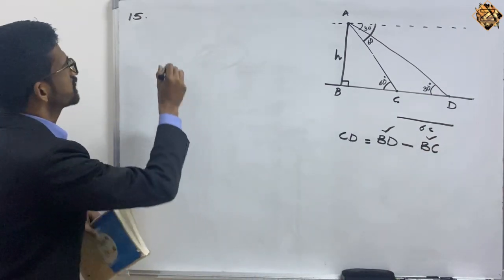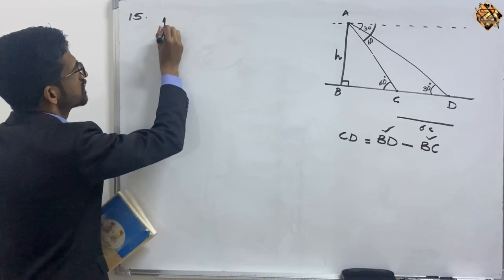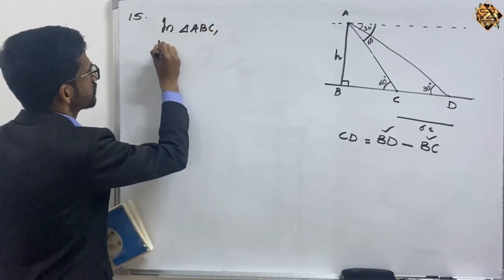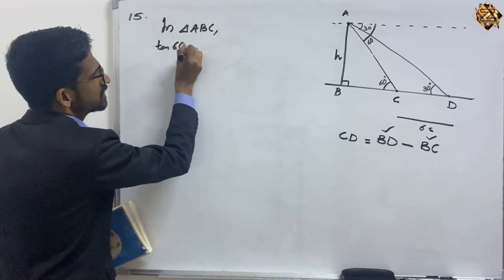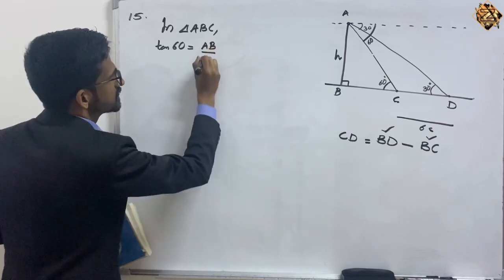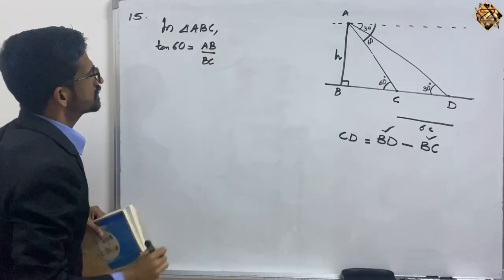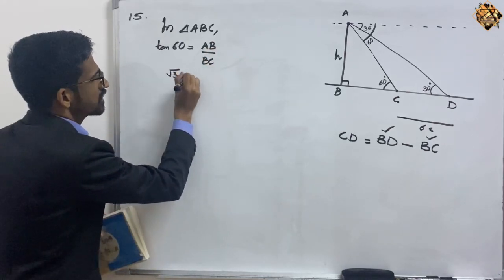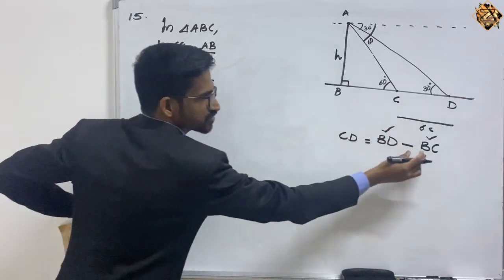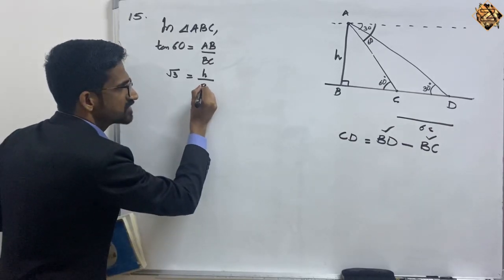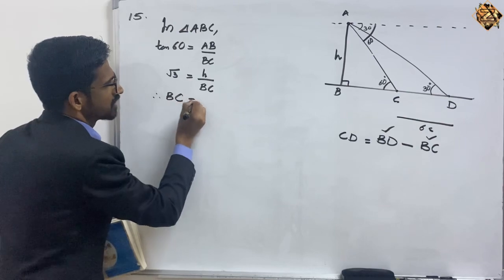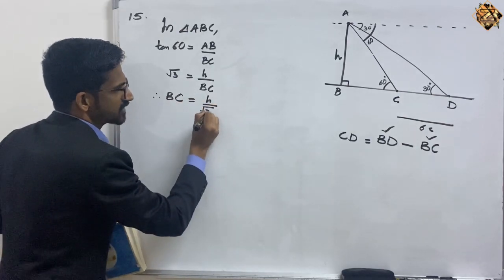For that, first we will take triangle ABC. In triangle ABC, tan 60 equals opposite by adjacent, that is AB by BC. So root 3 equals AB, which we have taken as h, by BC. We need to find BC, so we substitute it as BC itself. Therefore BC equals h by root 3. Take it as equation 1.